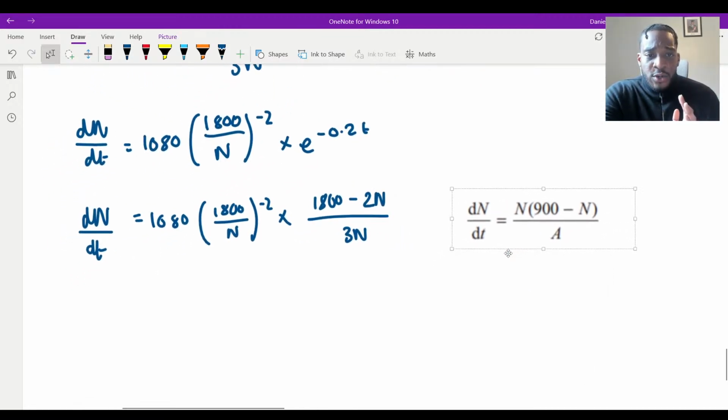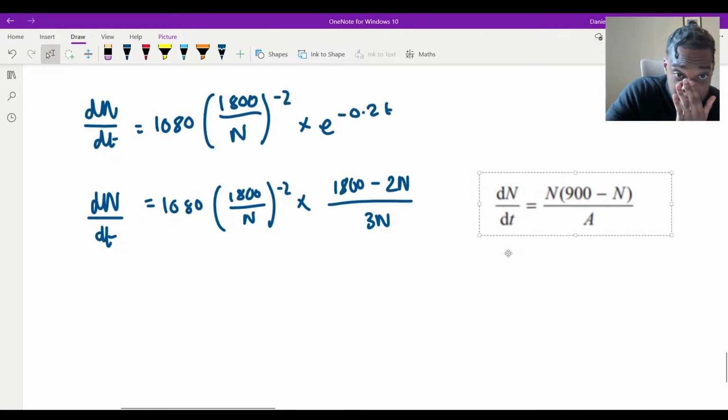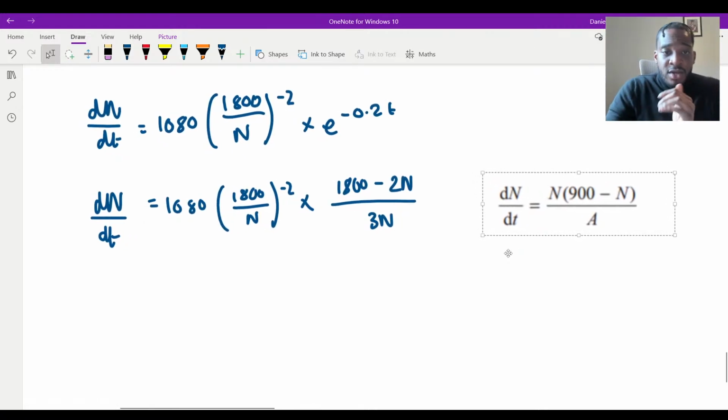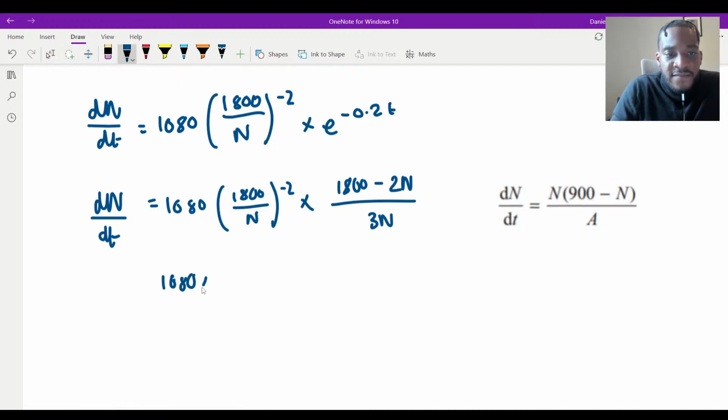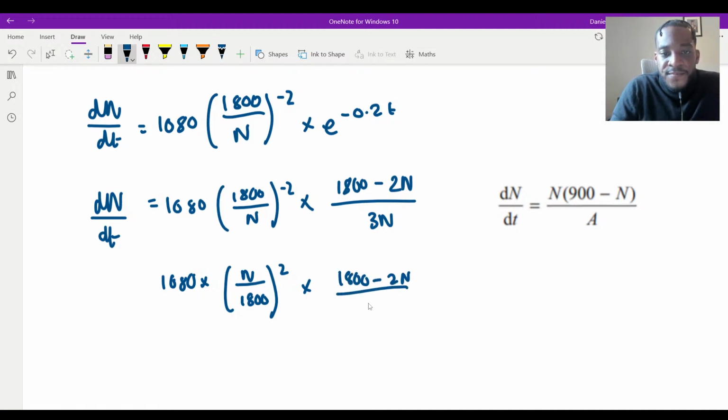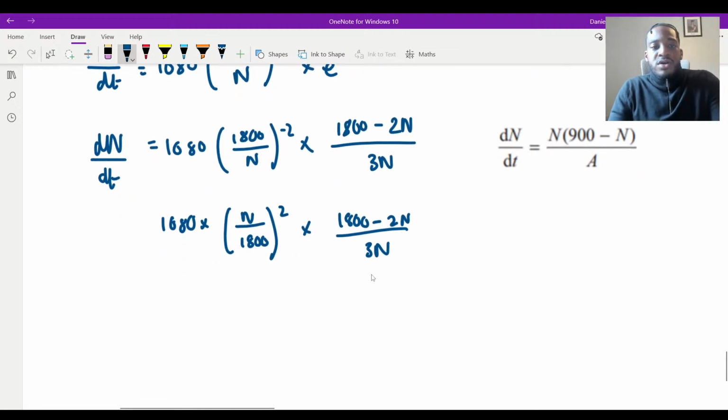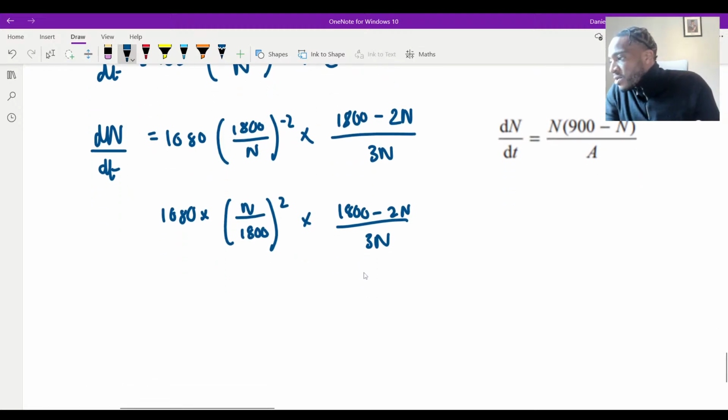So what do I do? Well, firstly, remember this is 1080. That there, with the minus, means I can flip it, so it becomes n over 1800 all squared. These two are exactly the same, so I'll write this just to be super clear: 2n over 3n. Now I've got a fraction and I'm squaring it, right?